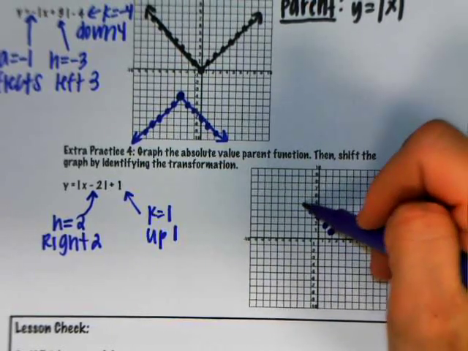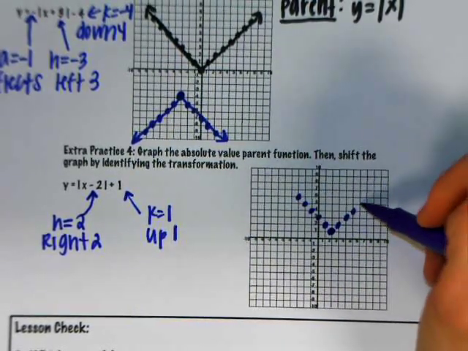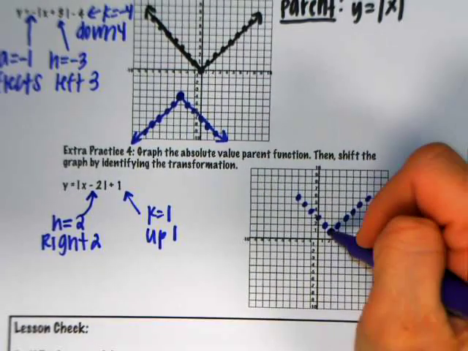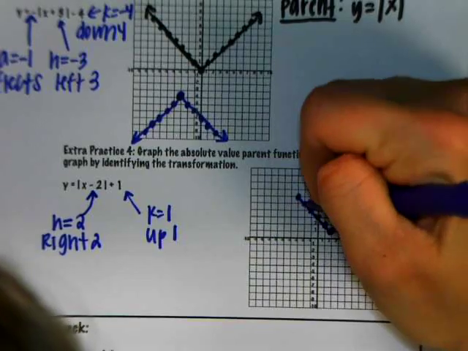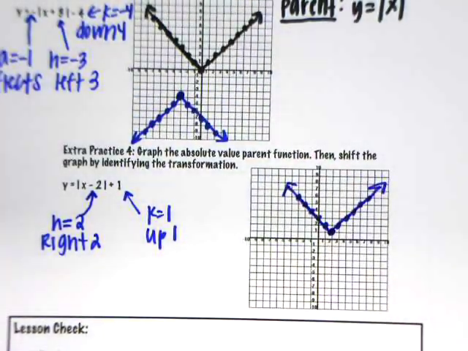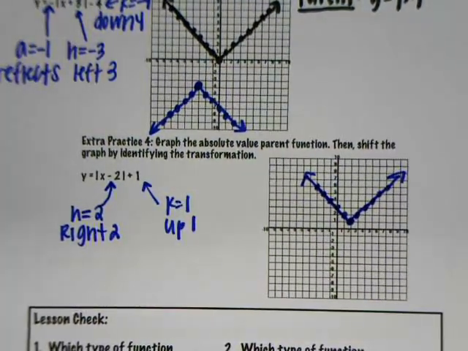Wait, when are we supposed to draw on the original? You don't have to. Once you're good, you can skip it. I just wanted to do it on the first one so you guys could see. So that's what your graph is going to look like. Got it? Any questions? Okay, go ahead and do the lesson check real quick.